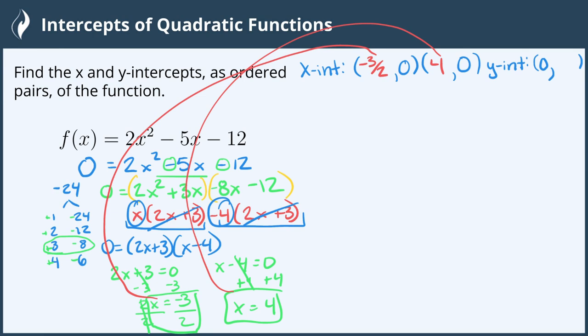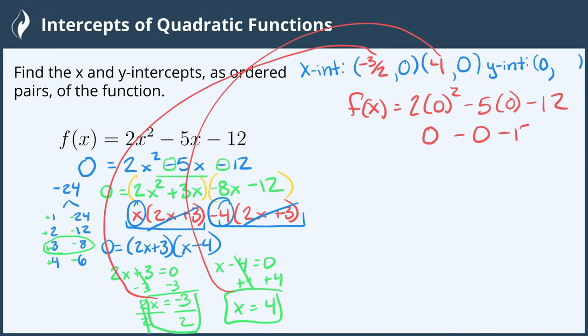Now to find the y-intercept, this is where we put 0 in for x. So we'll have f of x equals 2 times 0 squared minus 5 times 0 minus 12. 0 squared is 0, and 0 times 2 is 0. And 0 times 5 is 0, so it's minus 0, minus 12. 0 minus 0 is 0, minus 12 is negative 12, giving us the y value, f of x equals negative 12 when we put 0 in, so we have a y-intercept of negative 12.